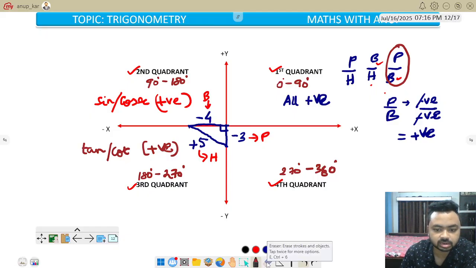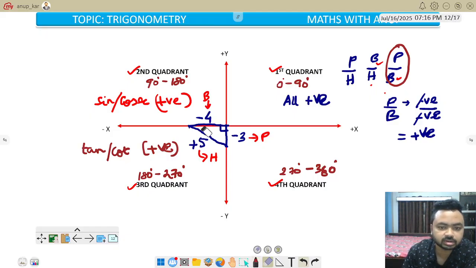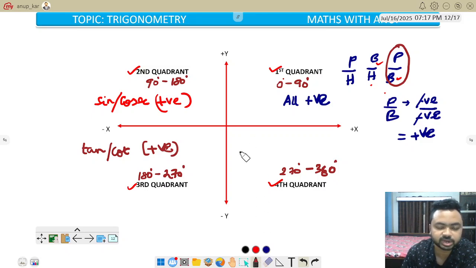So let me erase this part. Similarly, in the fourth quadrant, we can understand with the help of a right angle triangle. I am not explaining it; you can understand it better by taking an example yourself. We will find that here cos or sec is positive, and the rest of the trigonometric ratios are negative. It means the ratio B by H will be positive, or H by B.